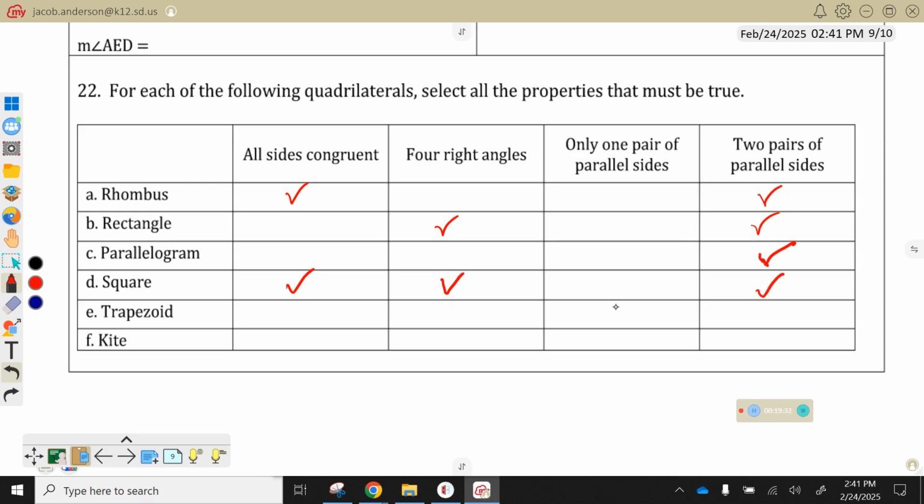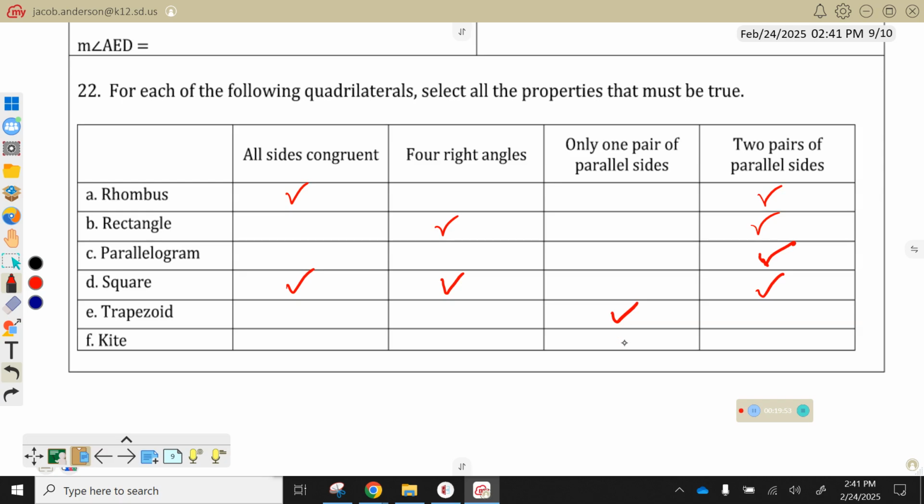On a trapezoid, we've got 1 pair of parallel sides. I'm not going to say anything else about it, especially since this is just a plain trapezoid. It's not even an isosceles, so we don't have any other properties. I guess I should have done a check mark there. But that's all we know. It's got 1 pair of parallel sides, and that's it.